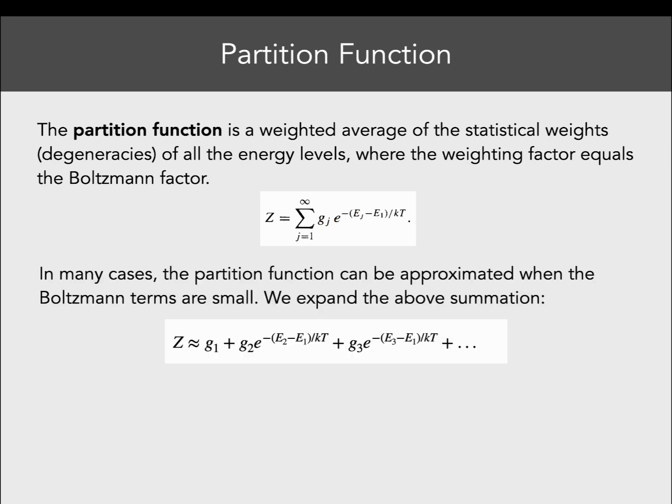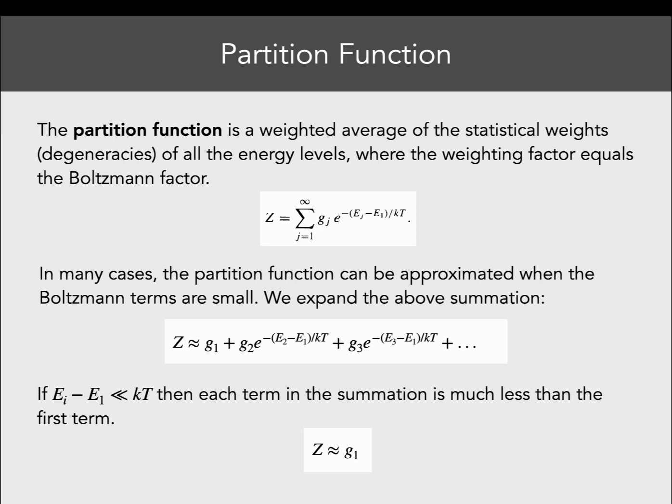So it seems a little intimidating, but we're going to write it out like this. So when j is equal to 1, when we're in the ground state, you get E1 minus E1, that's just 0. e to the 0 is just 1. So that first term in the summation is just the statistical weight of the ground state. Then you add to it the statistical weight of the first excited state times that Boltzmann term. And then the third, g3 would be for the second excited state, and so on.